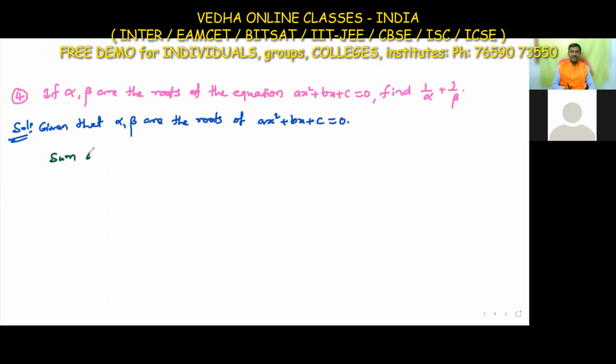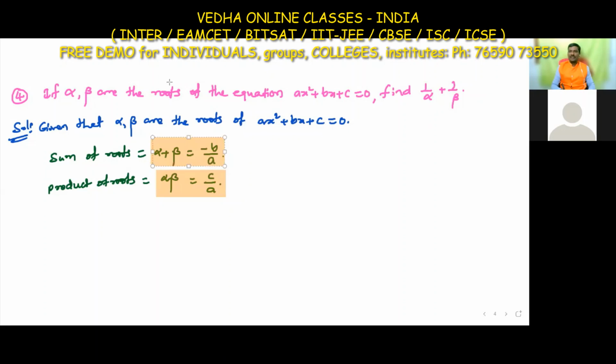Here the sum of roots, alpha plus beta, is equal to minus x coefficient by x square coefficient, that means minus b divided by a. Similarly, the product of roots, alpha into beta, is constant by x square coefficient. So that means it is c divided by a. Now we have to apply these values for finding the required solution.